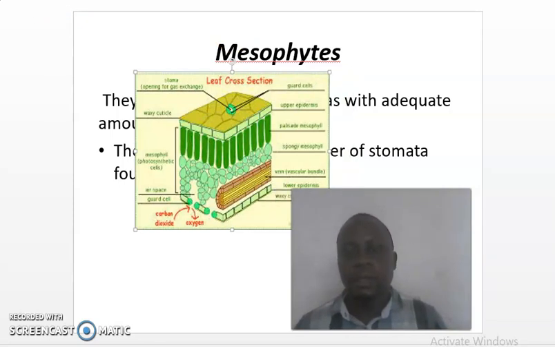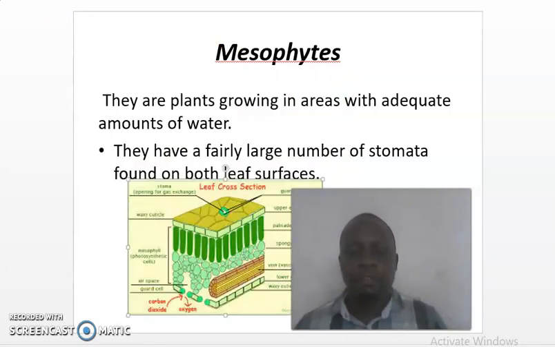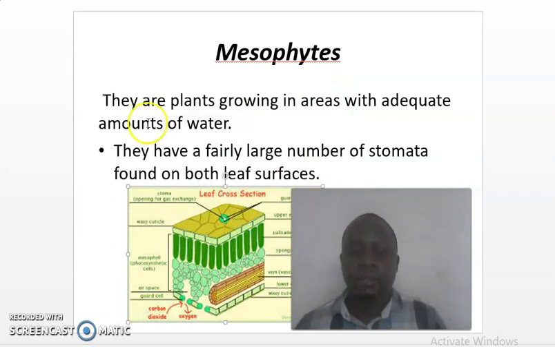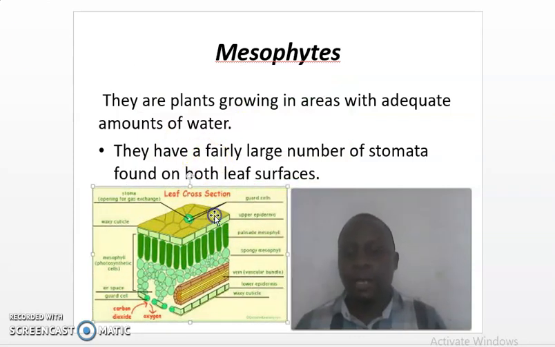So, we shall stop there for today. In our next session, we shall dwell on other areas. But it's my hope that you'll be able to do the following exercise. One, describe how stomata in xerophytes are modified.